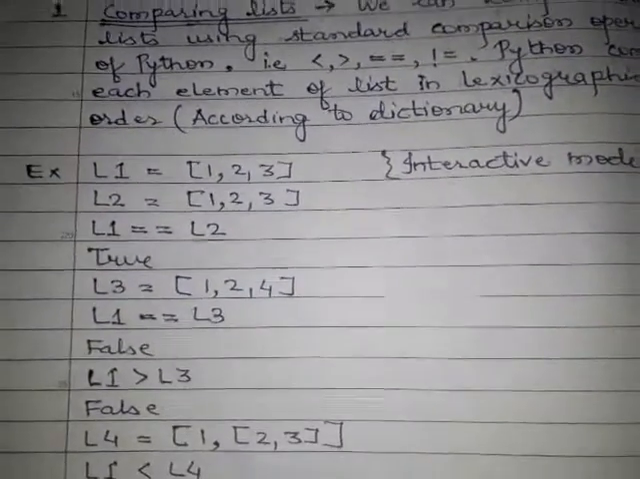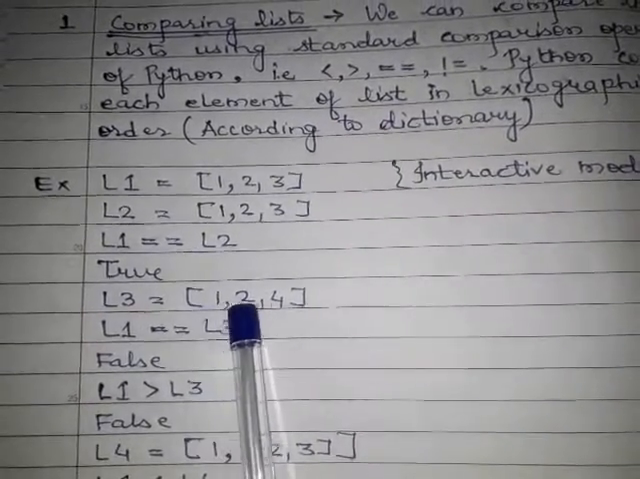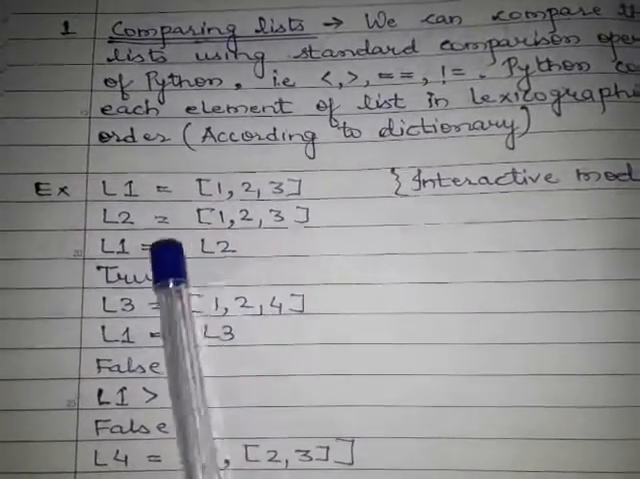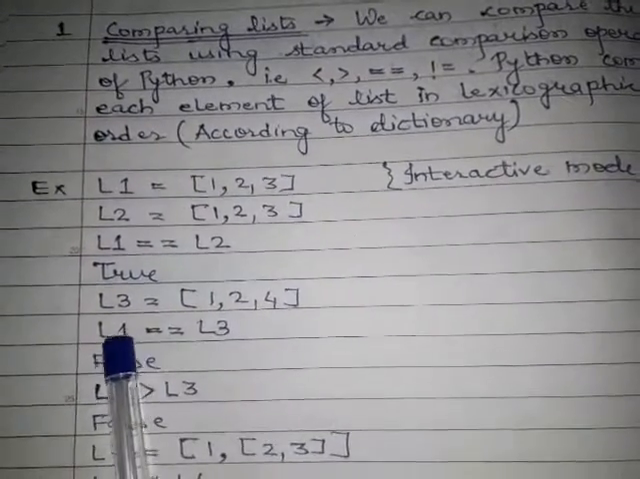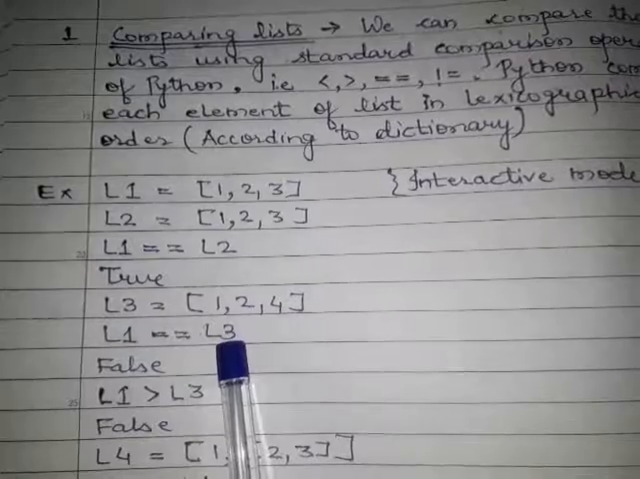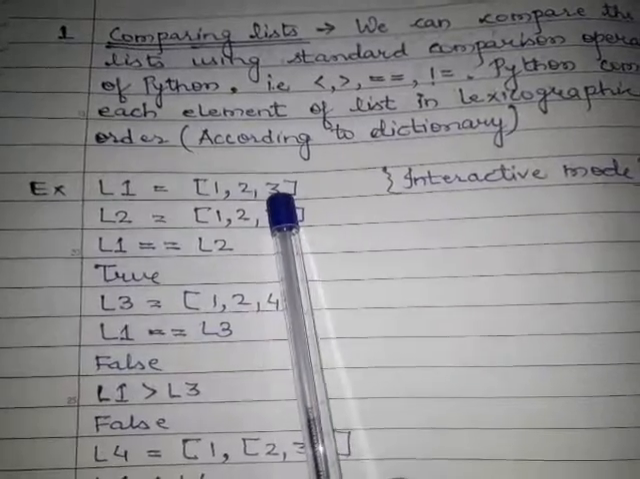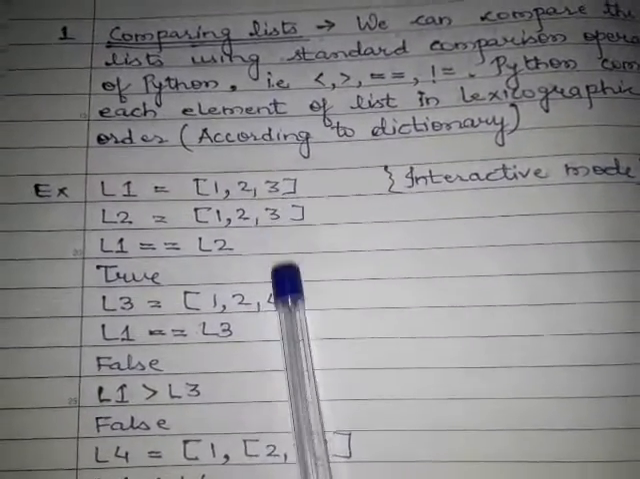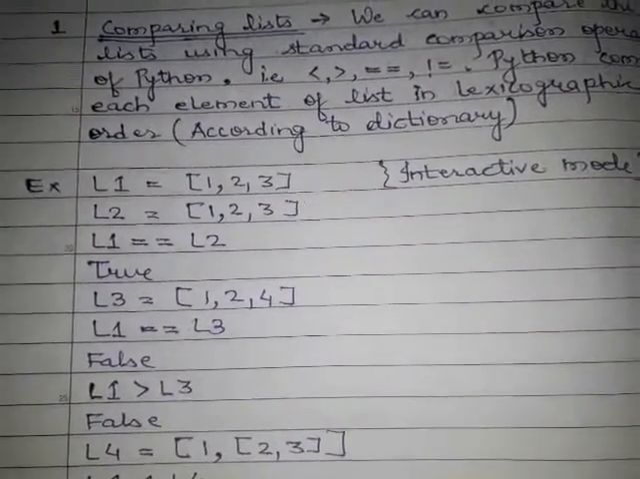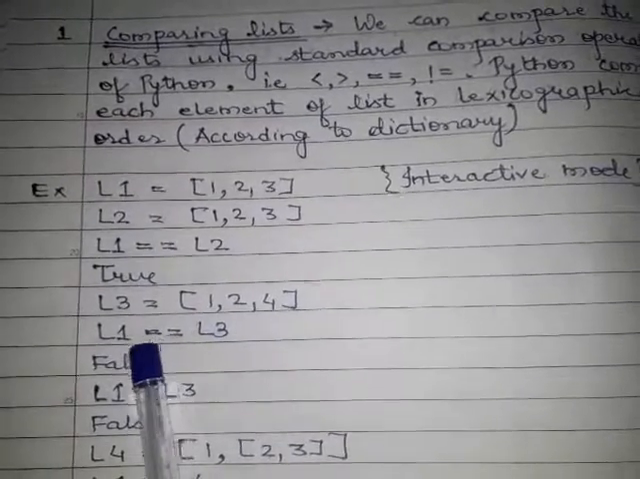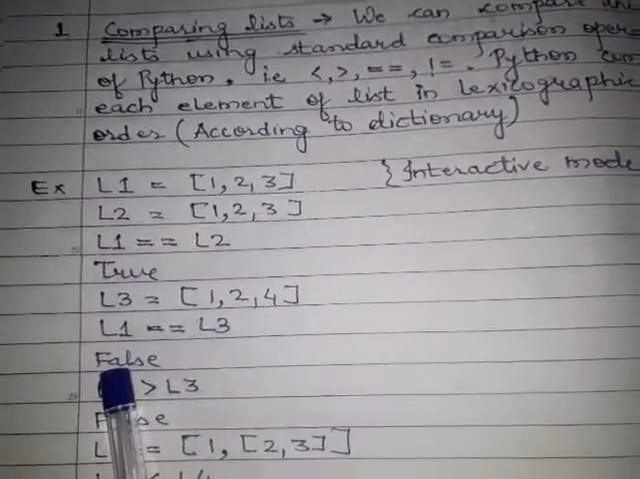Now take another example. You can write them in continuation. L3 equals 1, 2, 4. Now this is L3 and this is L1. When we compare these two lists, L1 equals to L3. Look here, the first elements are equal, the second elements are equal, but the third element, here is 3, here is 4, which are not equal. So the overall result is false, because if any one element does not match between the two lists, then the result of the equal to operator will be false. So L1 equals to L3 will give the result false.